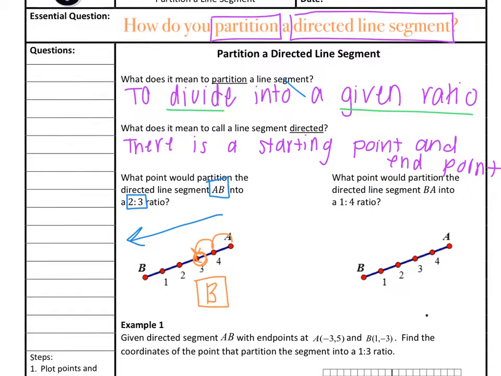All right, let's try this one. What point would partition the directed segment BA? So notice this time I'm going from B to A into a 1:4 ratio. So I'm going to start at B. I only want to be 1 away from that. So right now I'm going to be at point. Oh, why did I put B here? Jeez. Nobody caught me on that. That should be a 3. Let's try this again. And then this one would be a 1. Why is that green? A 1.